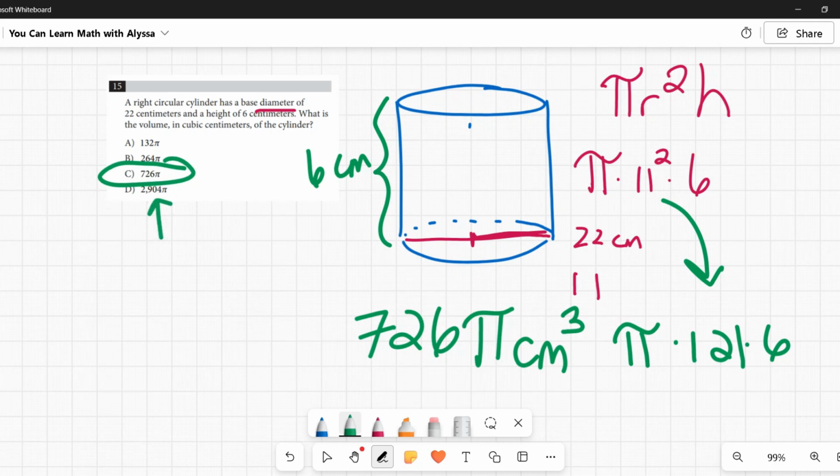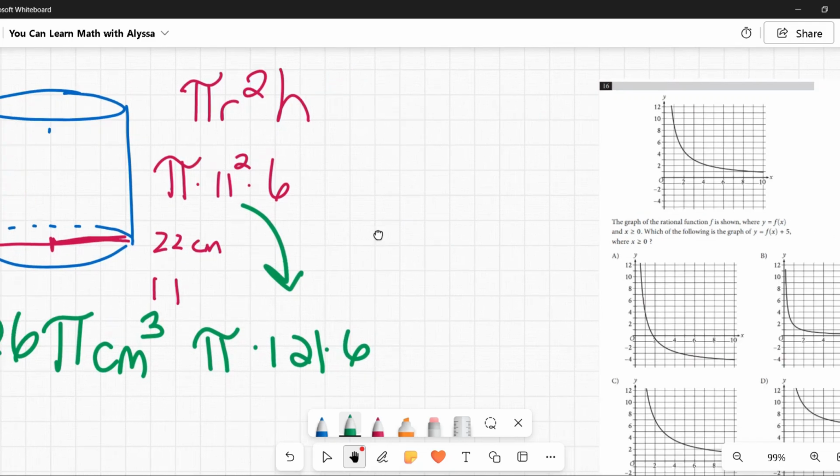And yep, sure enough, look at that option D. That would be if I used 22 and I squared 22 and then multiplied it by 6. I would have gotten D. So yeah, they are absolutely counting on you to do that. Always, always, always double check and make sure that you know what you've been given, in this case diameter instead of radius. And C, 726 pi is your answer.